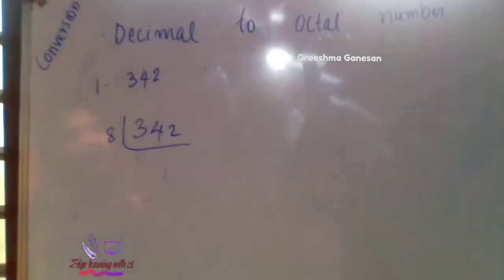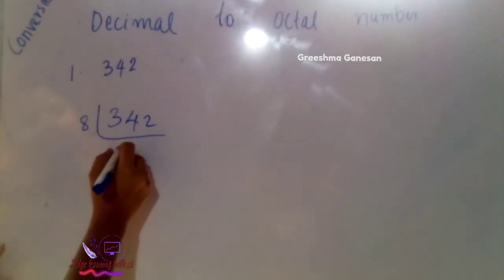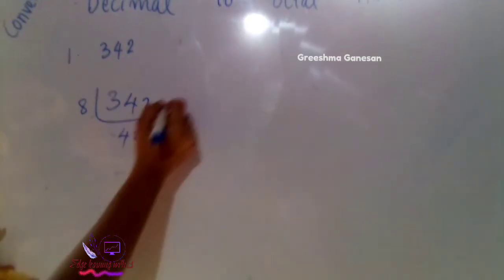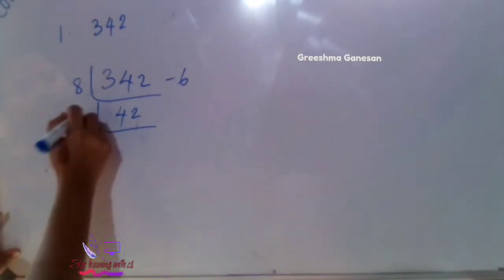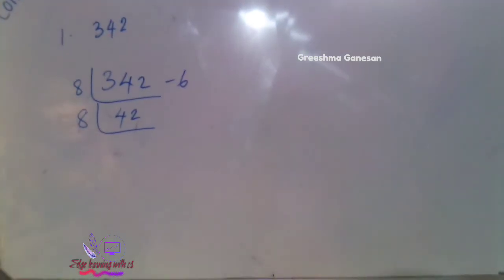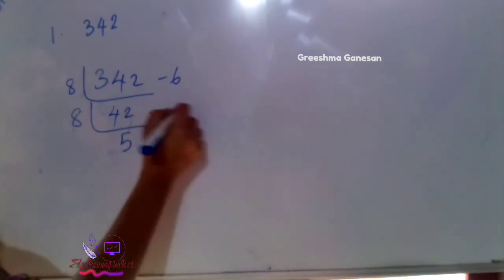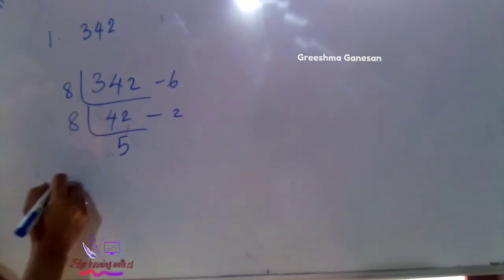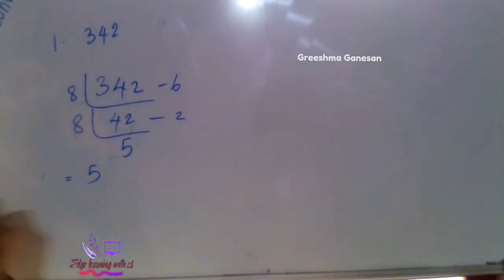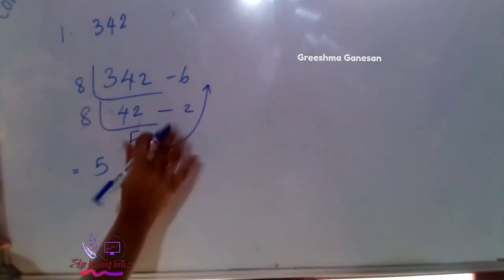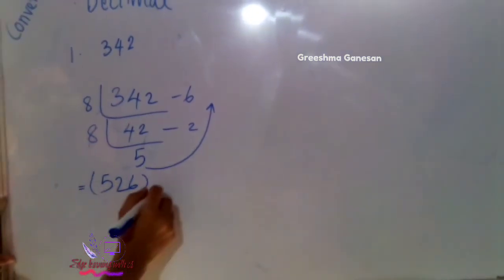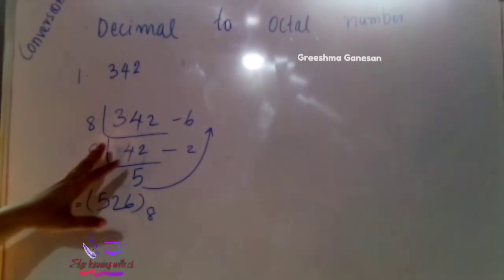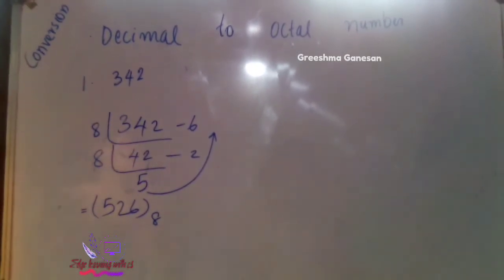Then I start dividing this with the value 8. And start dividing this value. Then you can see the answer here, that is 5, then 2, then 6. This is the octal number which stands for 342.